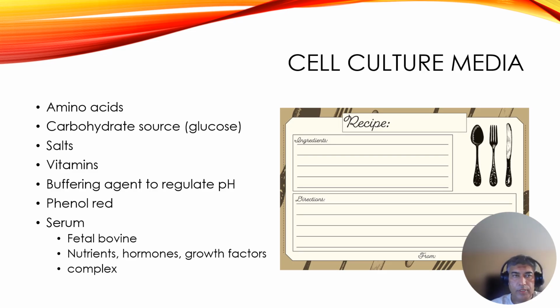Cell culture media usually contain amino acids, carbohydrate sources in the form of glucose, salts, vitamins, buffering agents to regulate pH, and phenol red as a color change indicator. As cells grow, they release gases that change the pH, and the phenol red usually turns from red to yellow over time. Some cell types require various concentrations of fetal bovine serum, nutrients, hormones, and growth factors, and they can be complex as well.